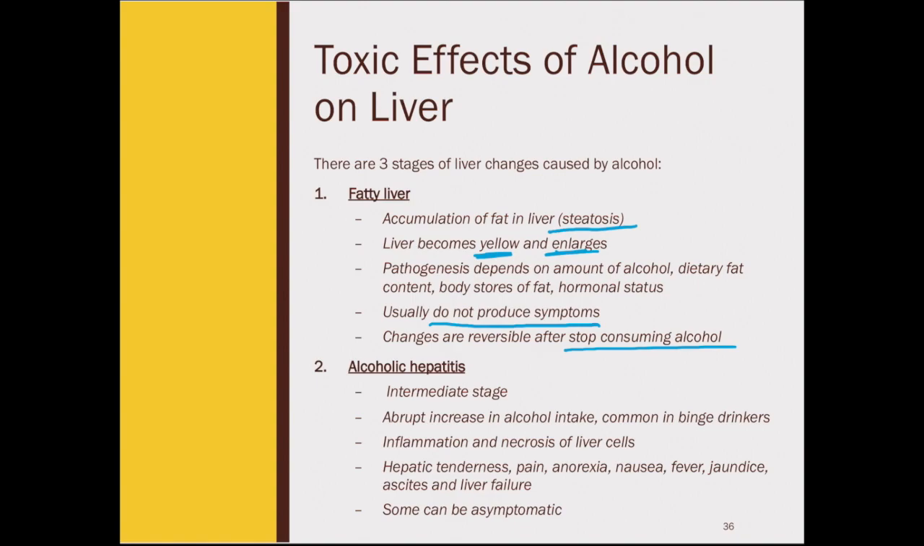And then the second stage, alcoholic hepatitis, it's that intermediate stage where it's no longer just steatosis, but we're not quite at that end stage liver disease yet. Alcoholic hepatitis, and remember, hepatitis is just swelling. So alcoholic hepatitis is common in binge drinkers because it's caused by an abrupt increase in alcohol intake. This is where that chronic inflammation and necrosis starts. And then you have hepatic tenderness, pain, anorexia, nausea, vomiting, all of those things that we can associate with liver failure. Sometimes someone with alcoholic hepatitis can be asymptomatic, but usually you will have some of these symptoms.